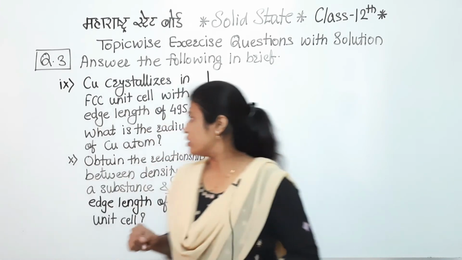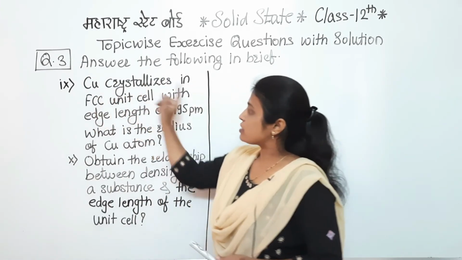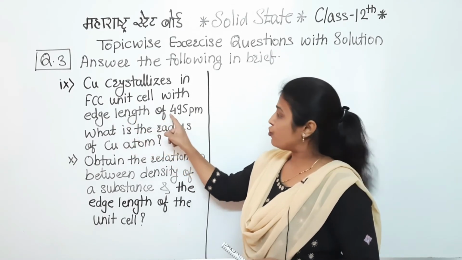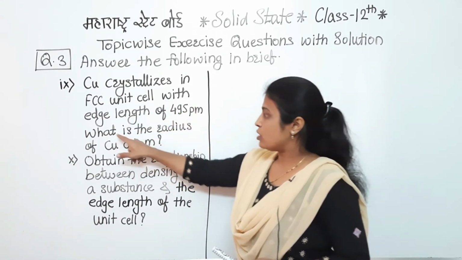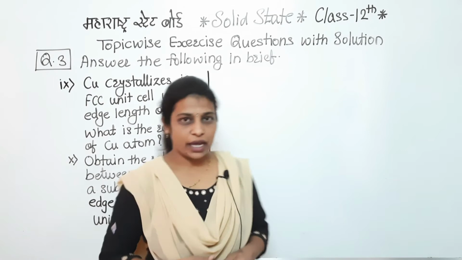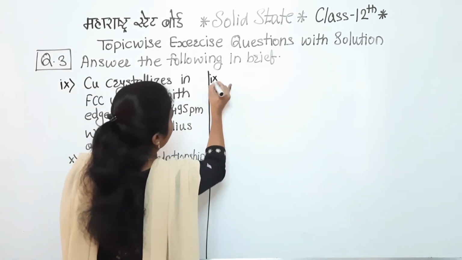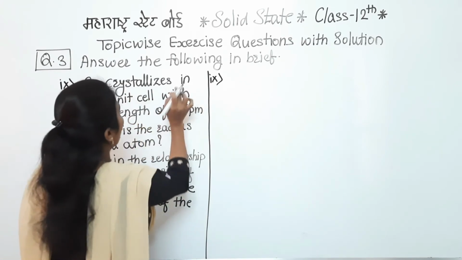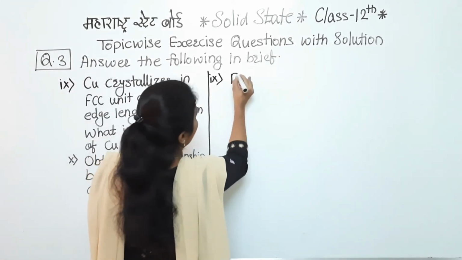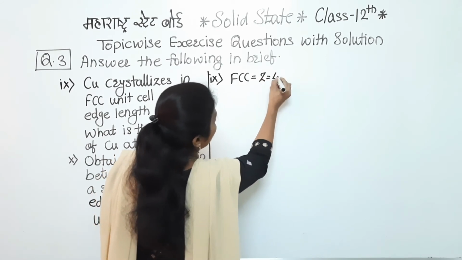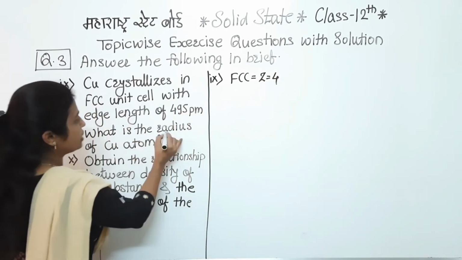So what is the question in that? Look, the question is: copper crystallizes in FCC unit cell with edge length 495 picometer. What is the radius of the copper atom? What is given? Firstly, listen carefully. Question number 9. In that, they have given copper which crystallizes in the FCC. FCC means, as we know that Z is equal to 4. What did they ask? They asked about the radius.